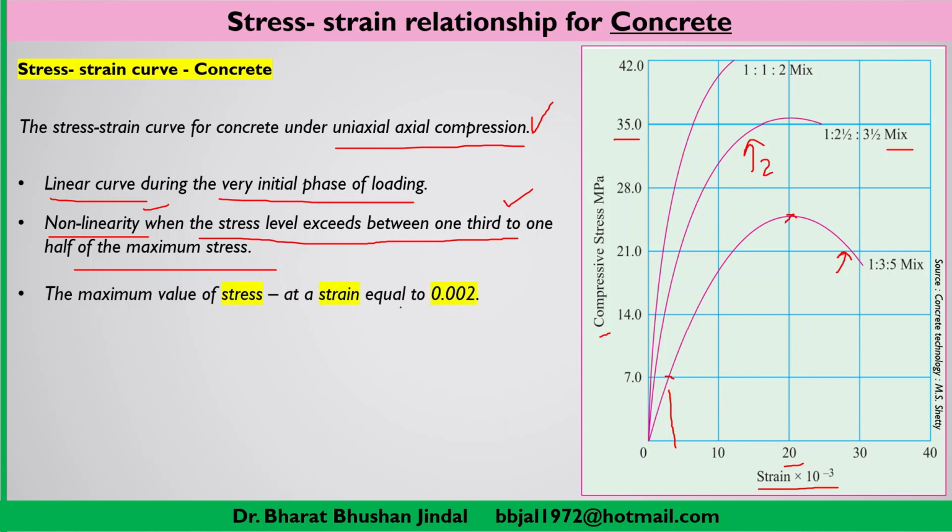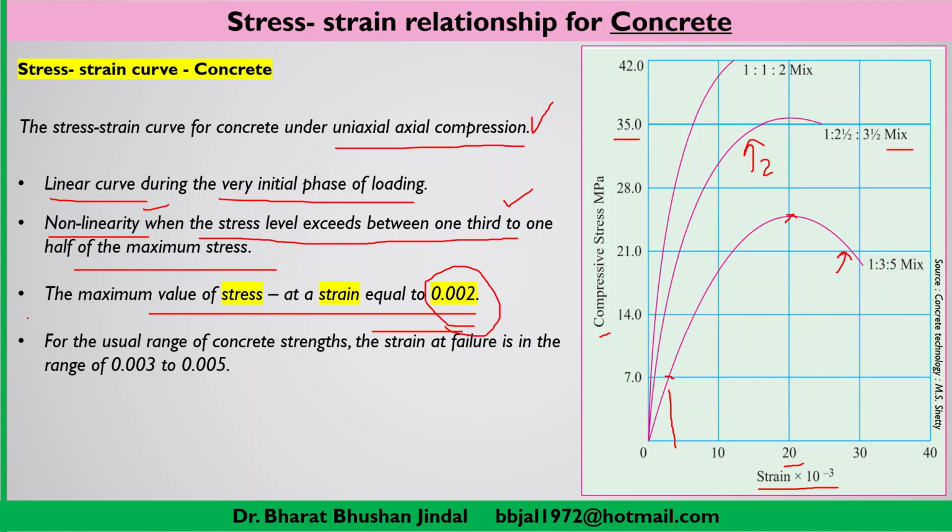Another important point which we have to keep in mind is that whatever the maximum value of stress, in each curve, the peak value of the stress-strain graph for different grades of concrete, you will find the maximum value of the stress corresponds to a strain of 20 into 10 raised to power minus 3, or you can say when the maximum strain is equal to 0.002, the corresponding value along the stress axis is the maximum value of the stress.